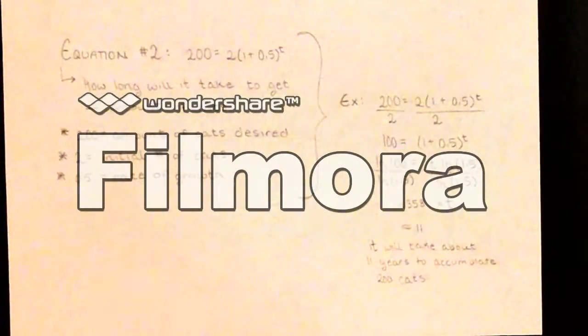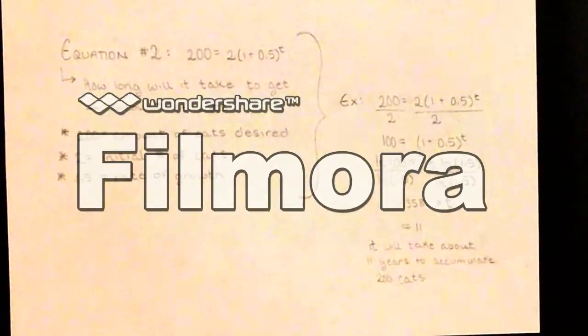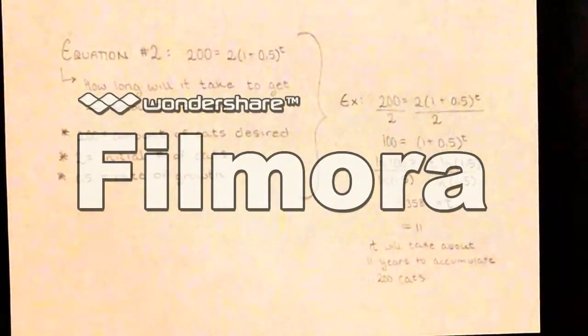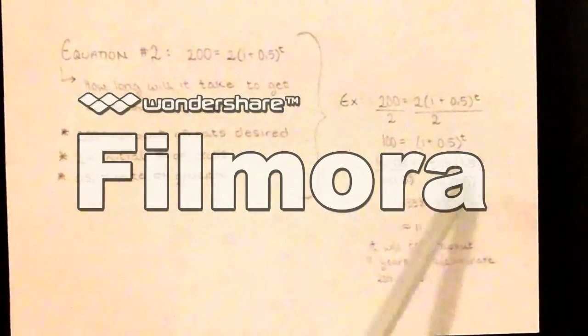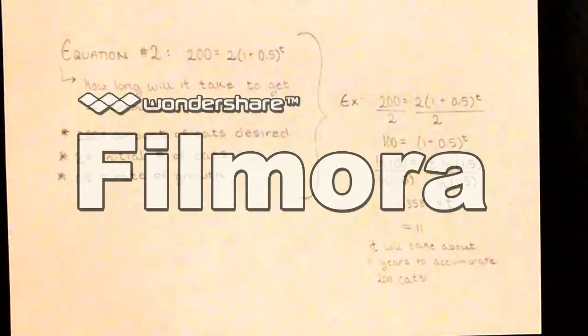In the example problem, we first divide both sides of the equation by 2 to isolate the base. This gave us 100 equals 1.5 to the power of t. Then, using properties of logarithms, we added ln to both sides and moved t from the exponent. Then, to isolate t, we divided both sides by ln of 1.5, giving us a solution of 11.358, or a little over 11 years. Thus, it will take Ellie about 11 years to accumulate 200 cats.